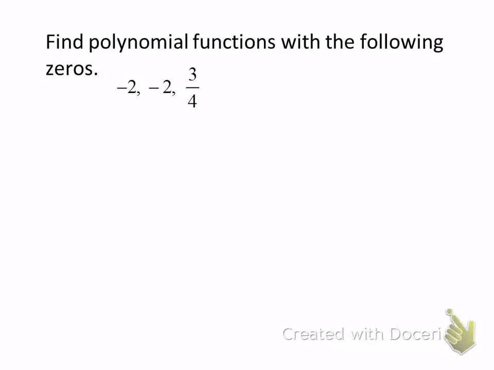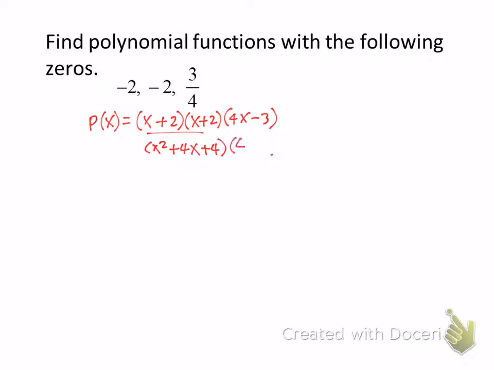All right, so we have, let's see, p of x is equal to x minus a negative 2, x minus a negative 2, and x minus 3/4. Foiling that out, we get x squared plus 4x plus 4 times 4x minus 3.